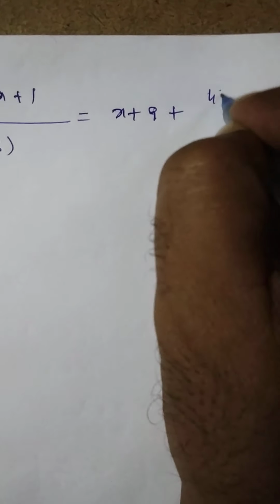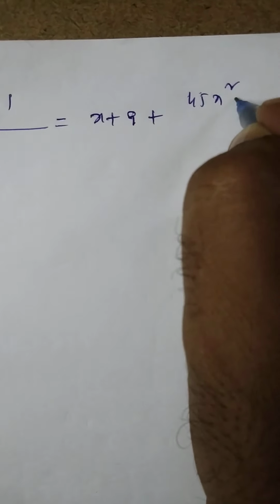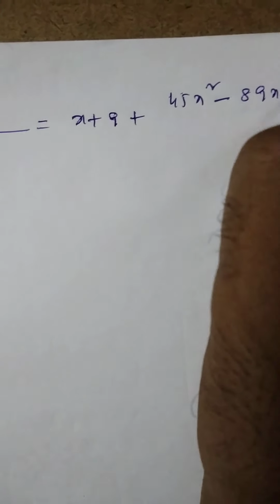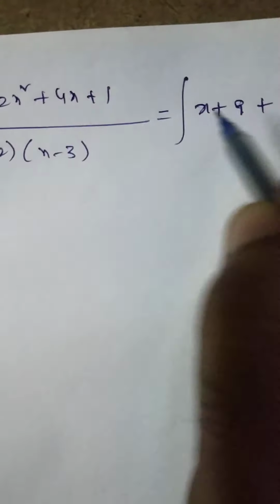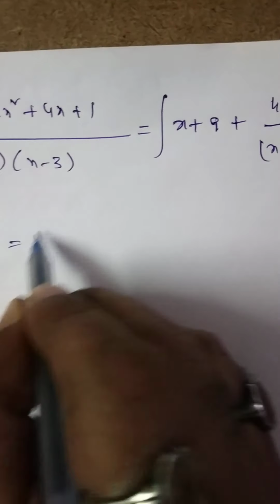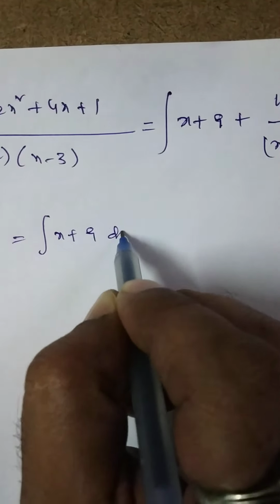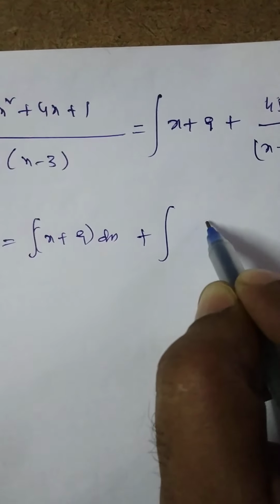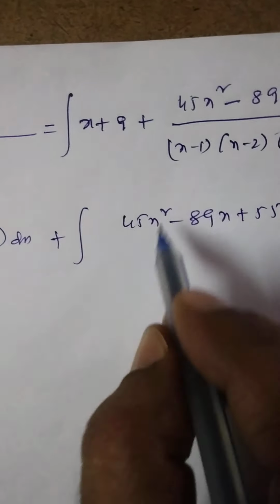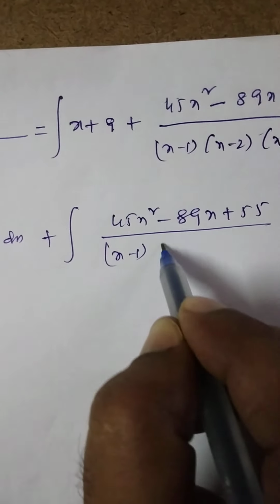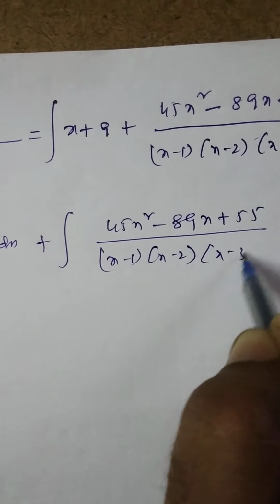Okay, (45x² − 89x + 55) by (x − 1)(x − 2)(x − 3) into... so this one. So integration of this will be equal to integration of this. Okay, so that is equal to integration of (x + 9) dx plus integration of again (45x² − 89x + 55) by (x − 1)(x − 2)(x − 3) dx.